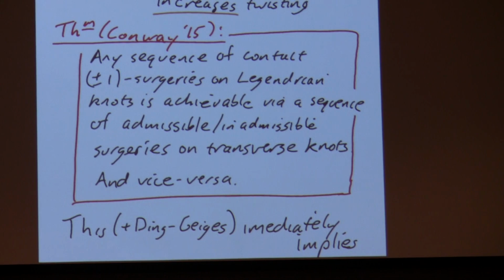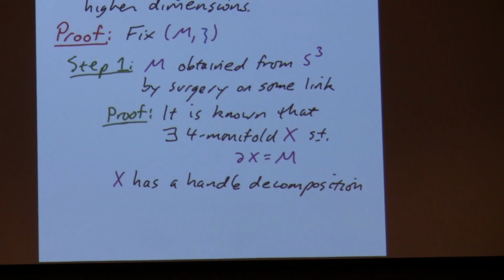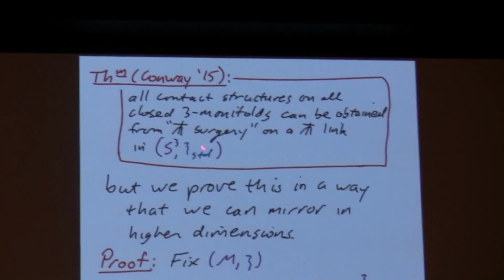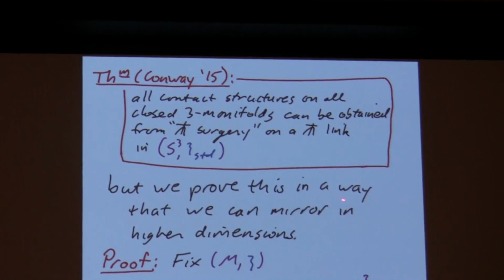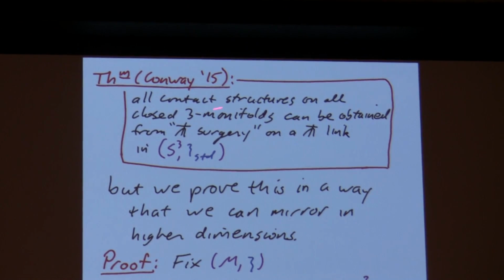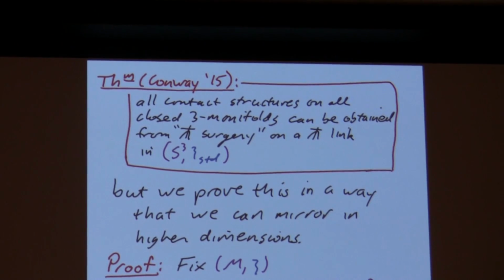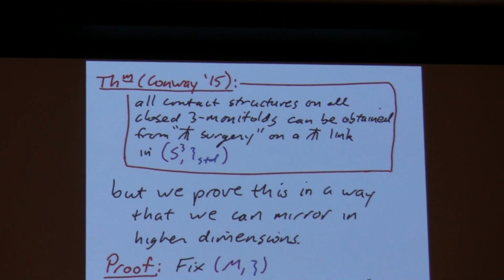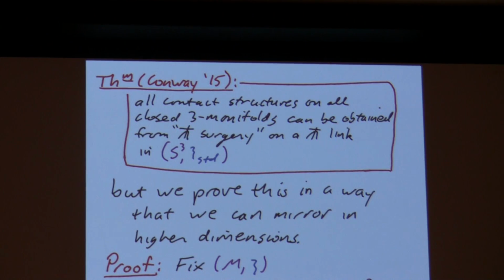All right. Well, you put this together with the Ding-Geiges result, and you immediately have the result I gave you in the very first lecture, that any contact structure on a 3-manifold can be obtained by admissible and inadmissible transverse surgery on transverse knots, which I'll abbreviate to say transverse surgeries. Okay? So this is a nice extension of the original Lutz-Martinet stuff, saying you can get everything, not just some contact structures.